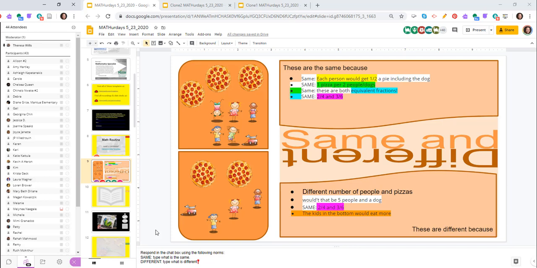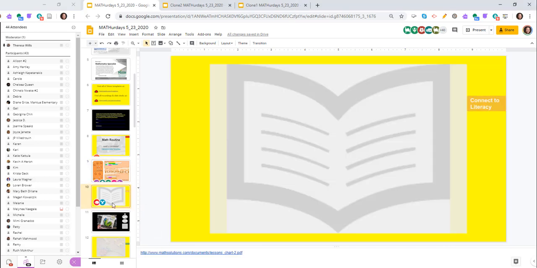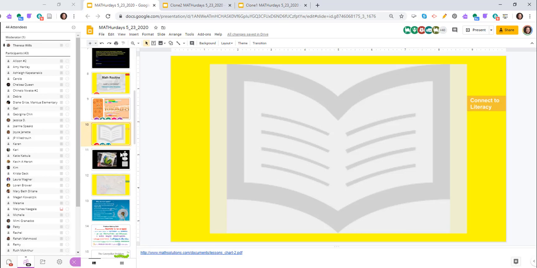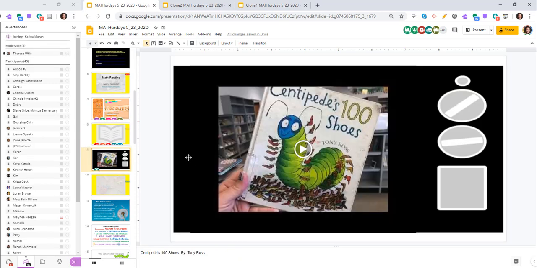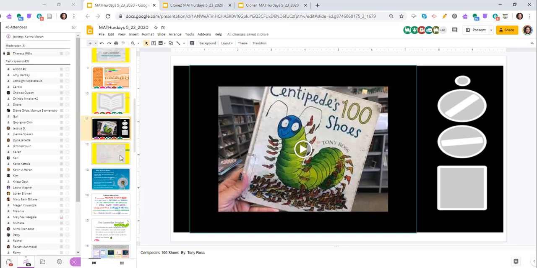Again, when you are looking at your rich task, look at it through the lens of this could be given to kindergartners or this could be given to Algebra 1 students. And what we're unpacking in each grade is a little bit different. I am committed in MATHurdays to include a little bit of literacy each and every time. So if you would take a minute, view the video on slide 11, and you can show me you're ready to move along by moving to slide 12.